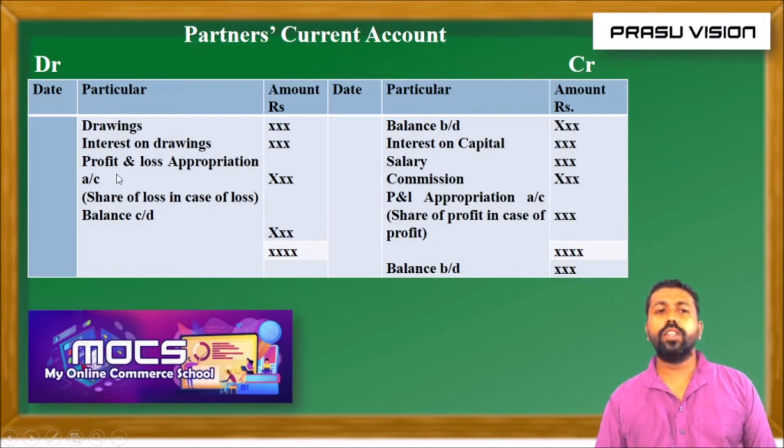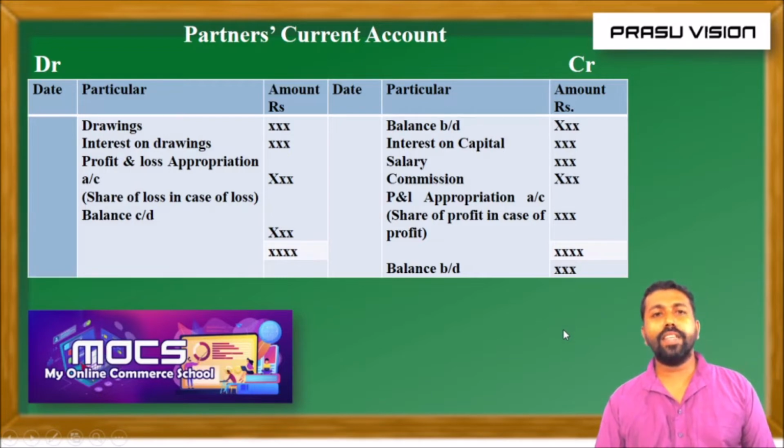And also the profit and loss appropriation account shows the share of loss in that particular year. It will be given in the question, net profit or net loss. If it is net loss, we have to debit it. And the remaining amount is balance carried on. It will be transferred to the balance sheet.